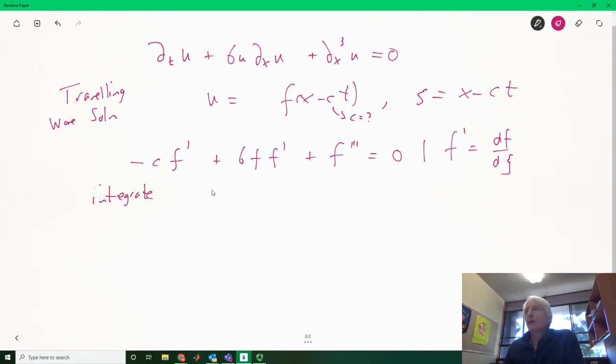And what are we going to get? We're going to get minus c times f. This integrates to give us 3f squared. So if we integrate this again, we're going to get f cubed. That's the reason for this 6. F double dash becomes f double dash equals some constant a1.